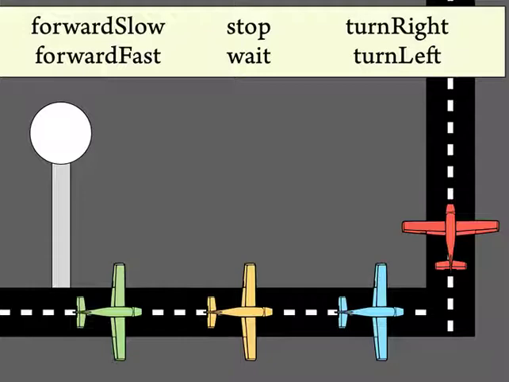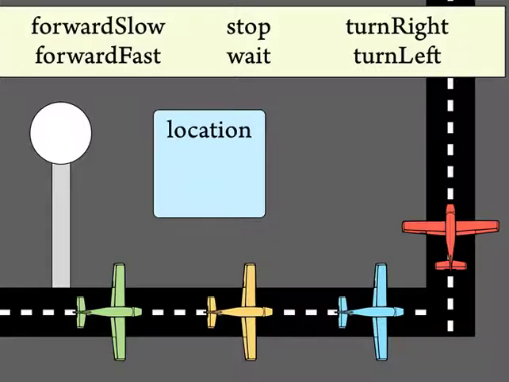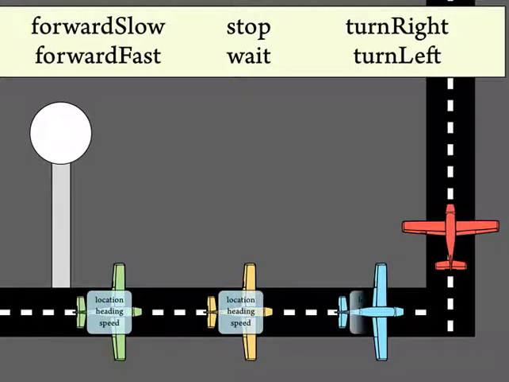Now let's think about each plane. What does the pilot of each plane know? Well, he knows his own plane's location and heading and speed. And probably other things too, like color and size of engine, but we're not going to worry about that for now. So each plane knows its own location, heading, and speed. So let's actually stick that little badge on each plane. Now all of the planes can respond to all of these messages, but of course each plane has its own little packet of data telling it where it is, what direction it's going in, and how fast.